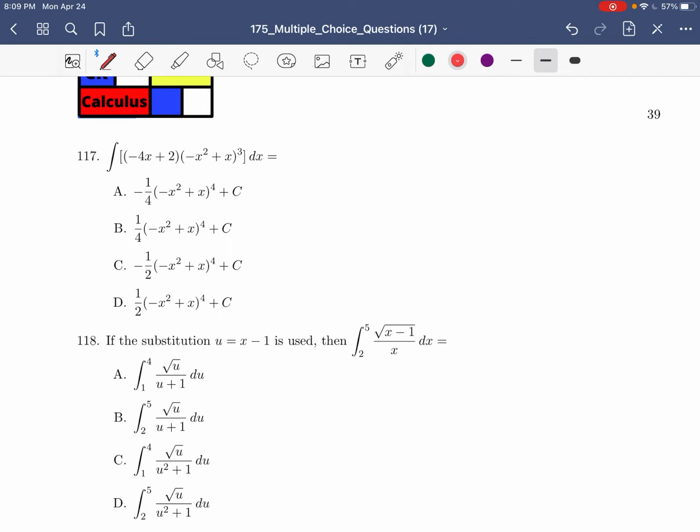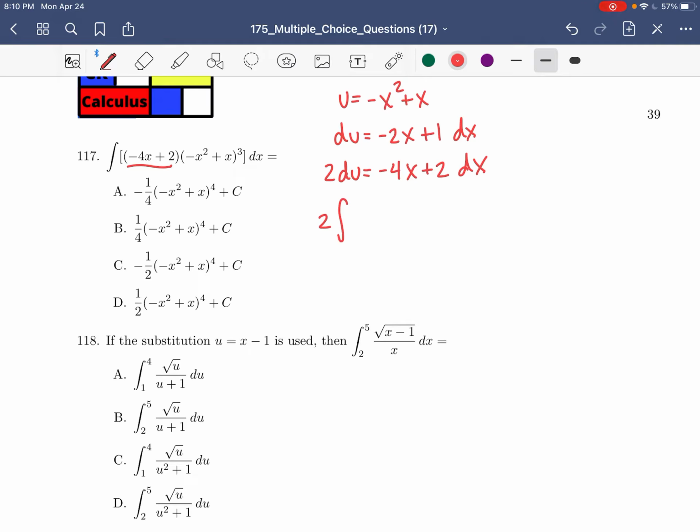Okay, here's another u sub. So looking at this one, I have to pick which one's going to be my u. So I'm going to pick the one with the higher exponent. So u is going to be negative x squared plus x. Du is going to be negative 2x plus 1. And then if I notice, I want this to equal negative 4x plus 2, so I'm just going to multiply it by a 2. So 2 du equals negative 4x plus 2. Sorry, there should be a dx there. So now everything's going to work out how we want it to.